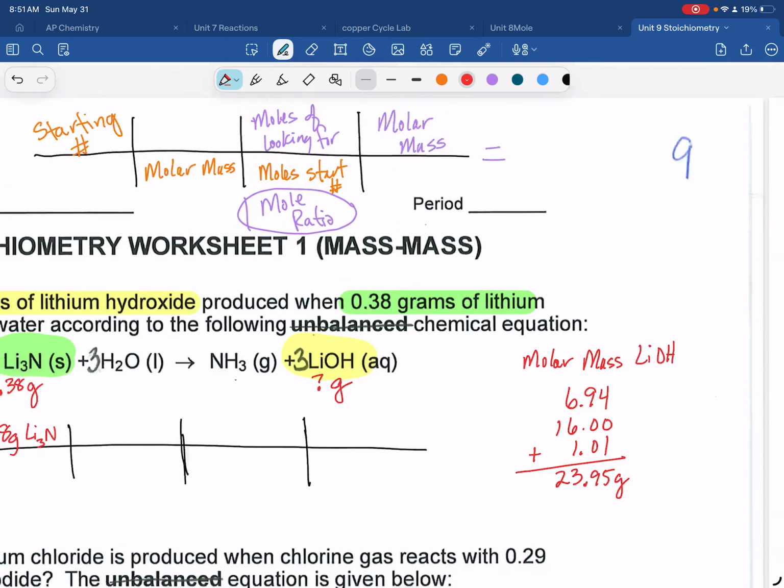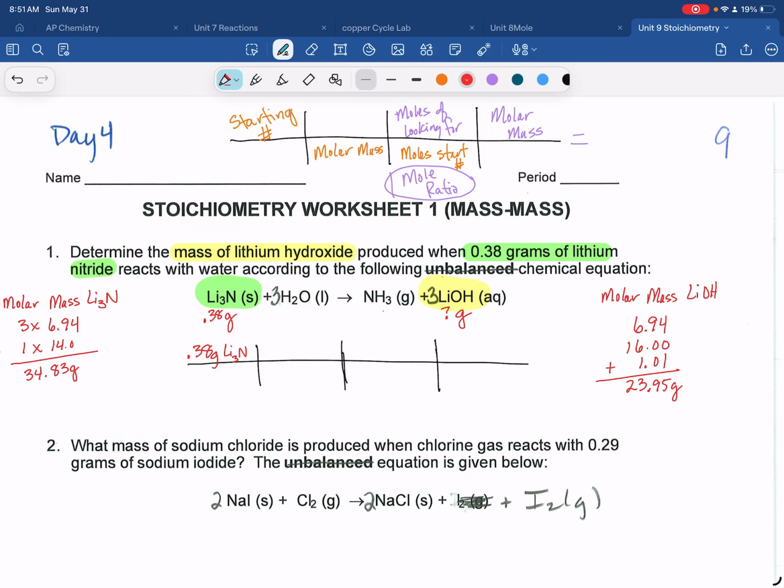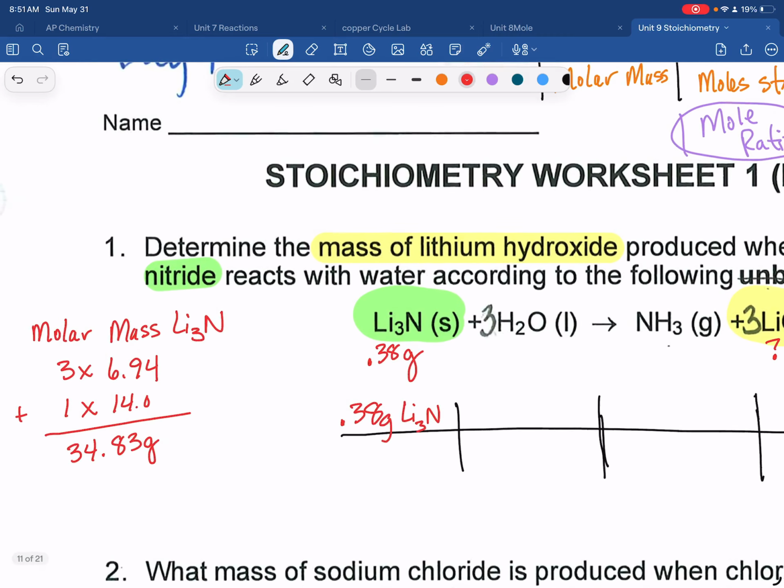Now we can put it all together into our train tracks. First step, we need to convert from grams to moles of what we start with.